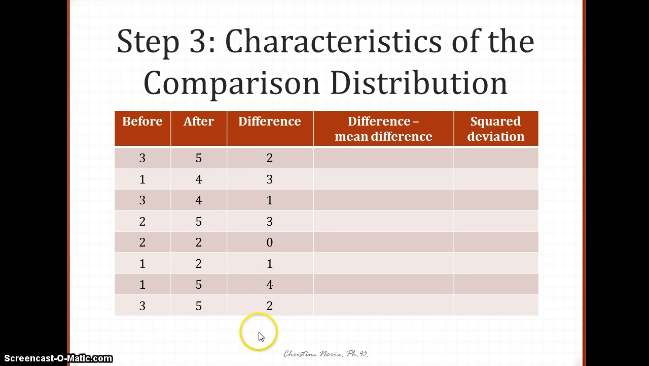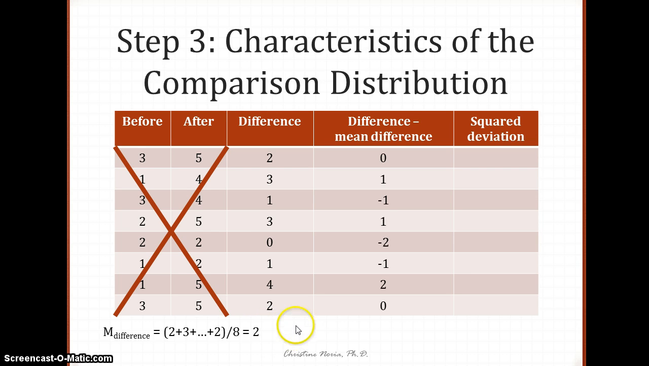And then after that, we don't need the first two columns anymore. You can just cross them off, scribble them out. We don't need them because now we're working with this set of difference scores. And it's just like the one sample t-test that we've been doing. So we find the average of these difference scores, and if we add these all together and divide by 8, we find that we get an average difference of 2. So that's an average improvement of 2 points on this set of scores.